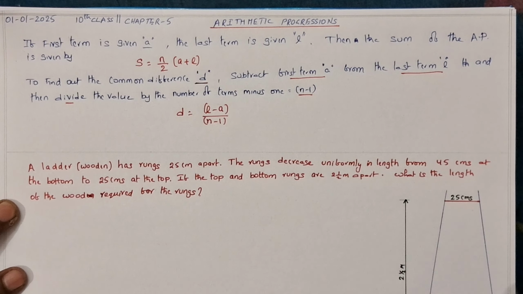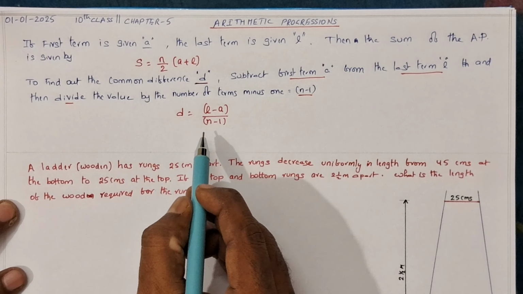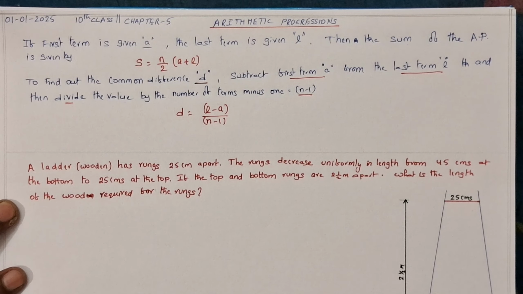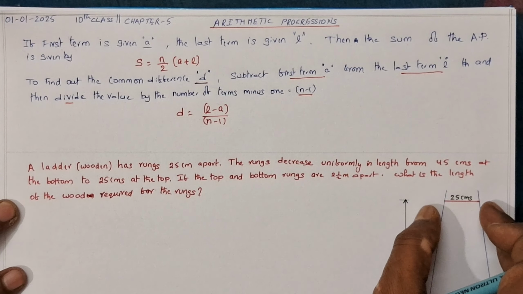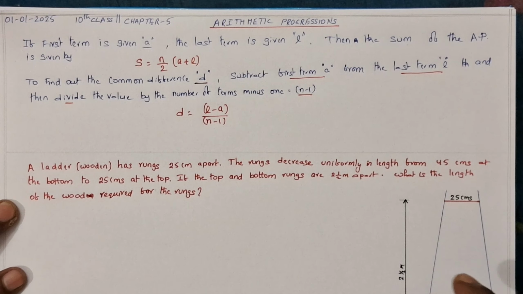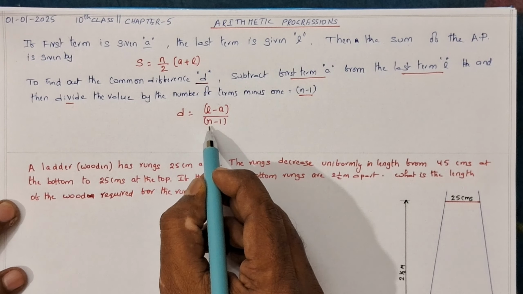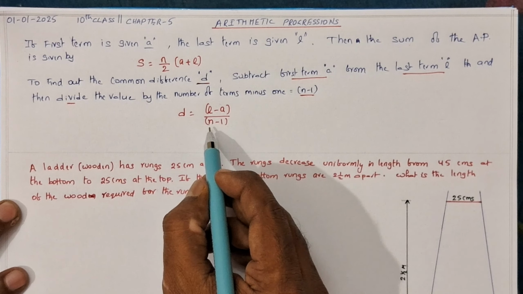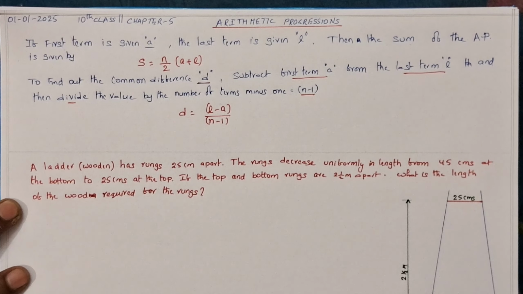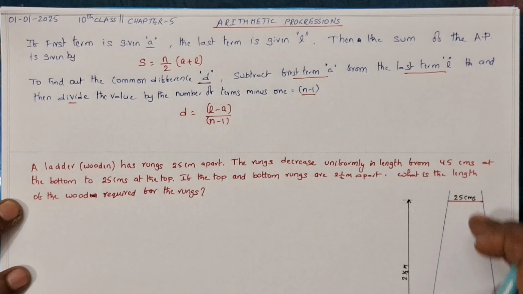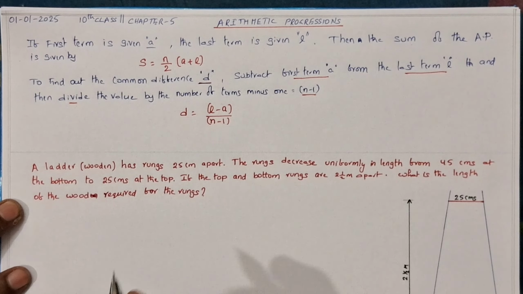We want to know some fixed number. What is that fixed number of reduction? That will be called the common difference. So by using the above formula, the first term is given, the last term is given, and the number of terms also we need to identify. So in this formula we need to find n first. How to find n? n means we would like to know how many rungs are there in this ladder.